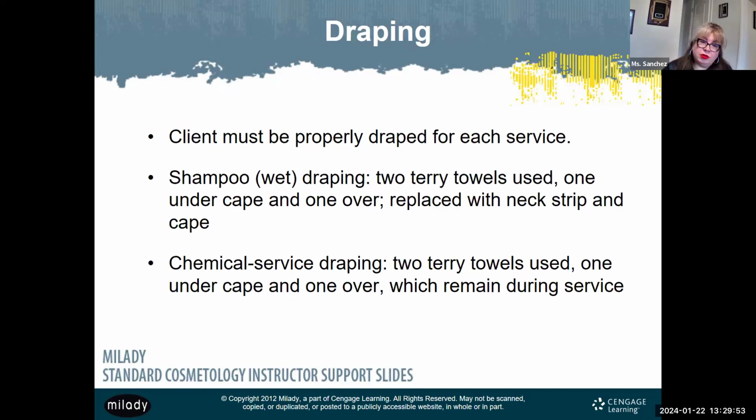Is draping important when you do a hair treatment or shampoo? Of course it is. If you don't drape properly, what's going to happen? The cape is going to fall off. The towel is going to fall off. The client is going to get wet on their back. They're not going to be happy. You're going to be worried and nothing comes out right, right? So we have to do proper draping.